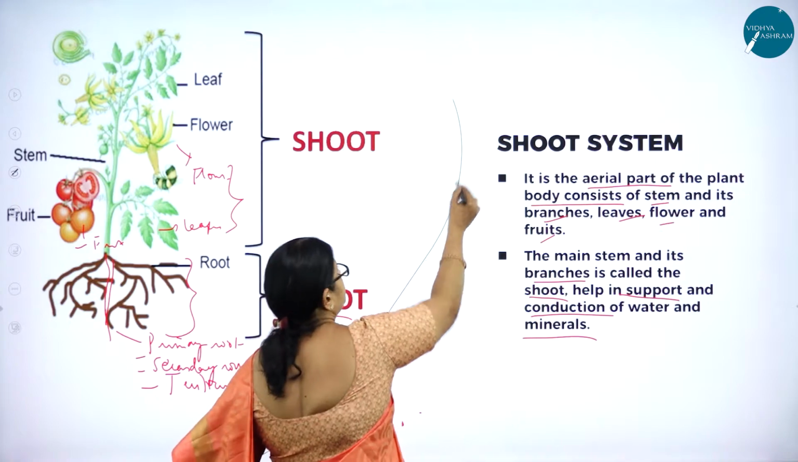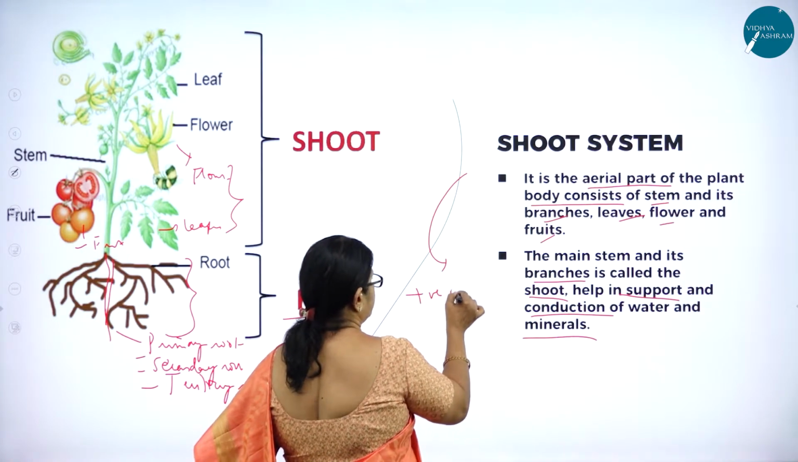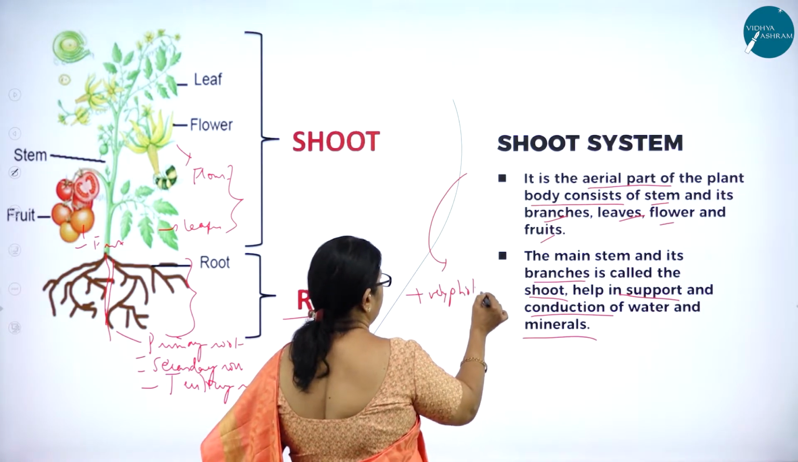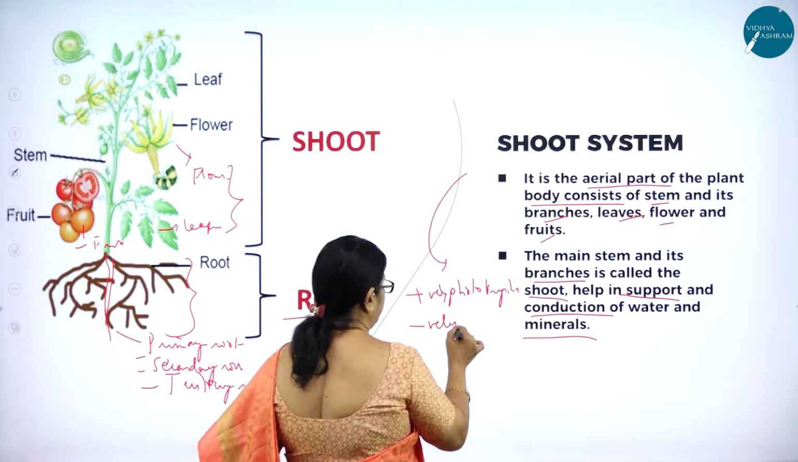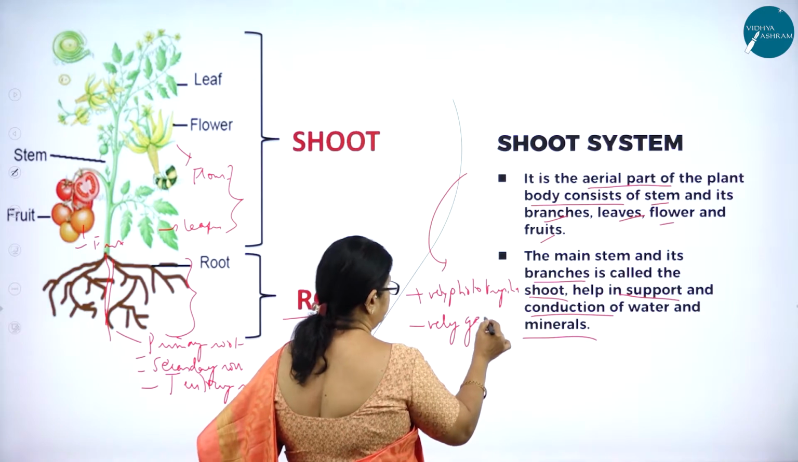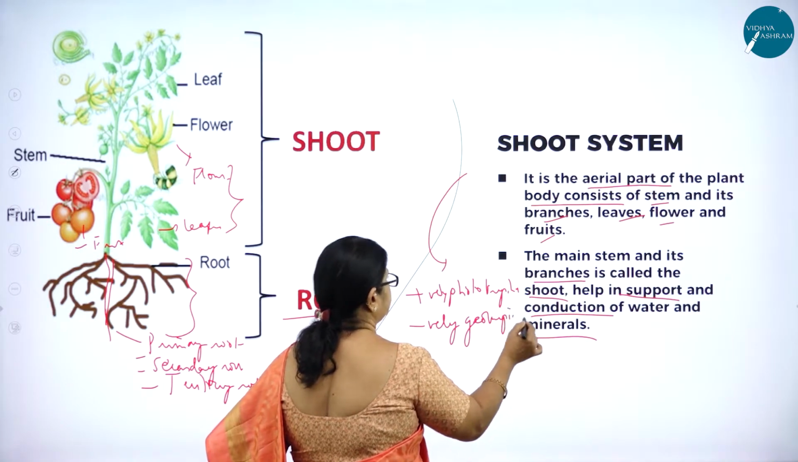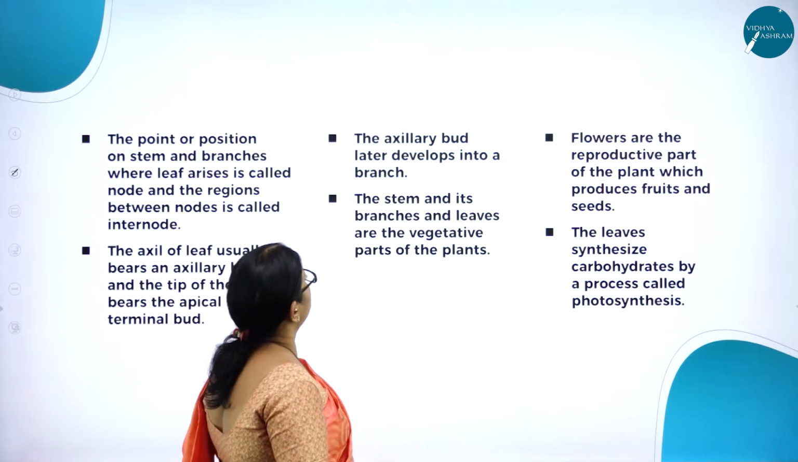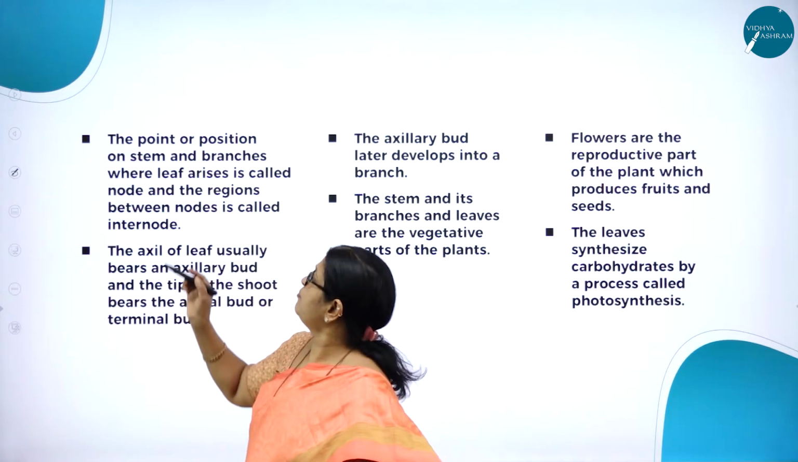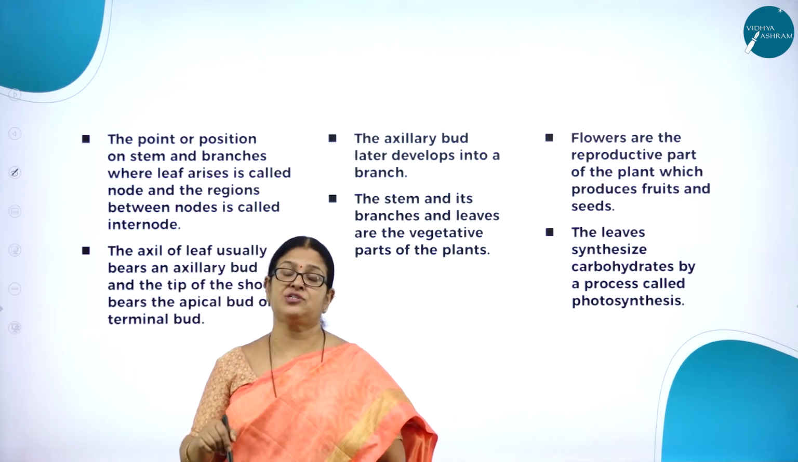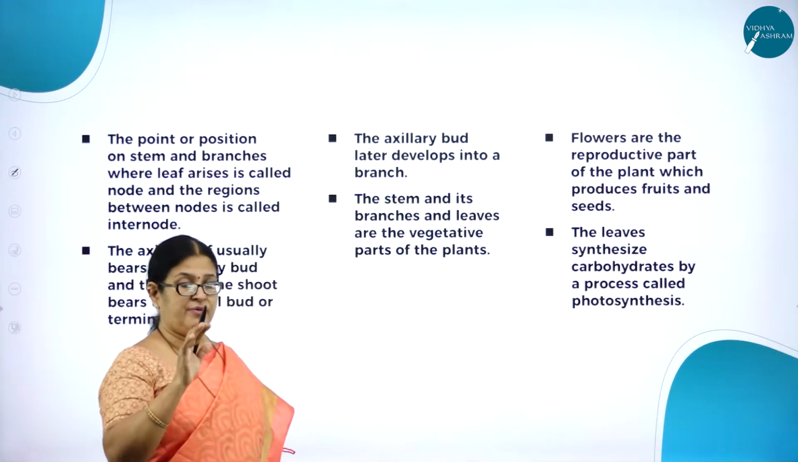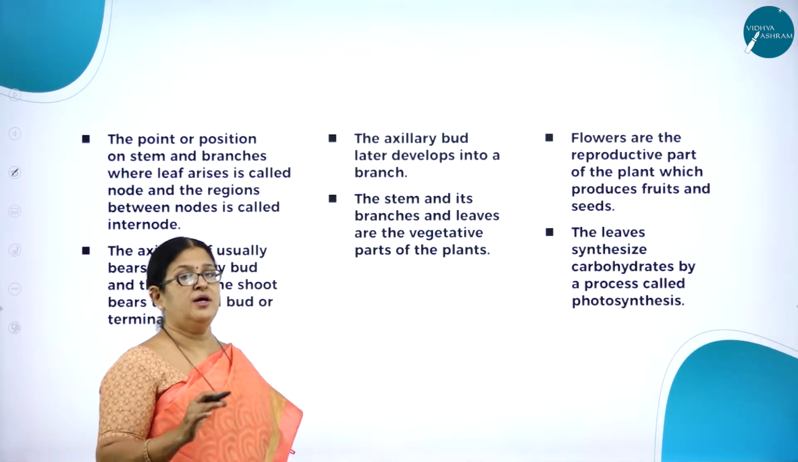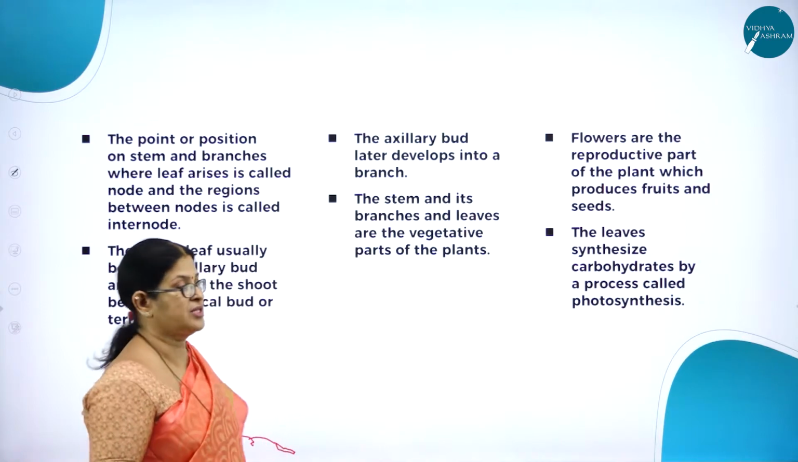As I said, shoot system is positively phototrophic and negatively geotrophic, right? Moving on to the next, very important. So what was the usual function of the root system? Firmly fixation to the soil, absorption and conduction of mineral salts and water.